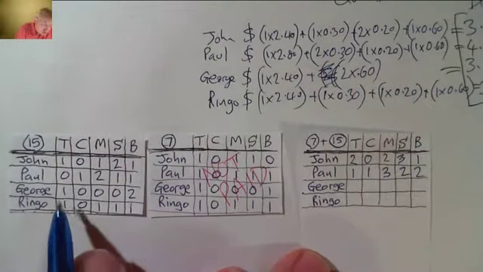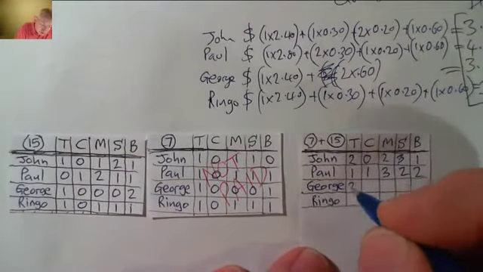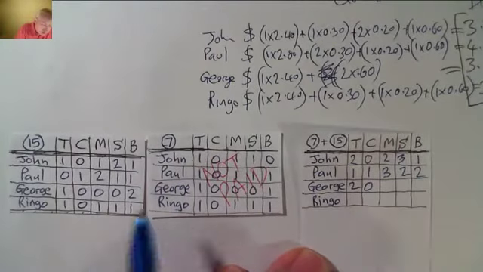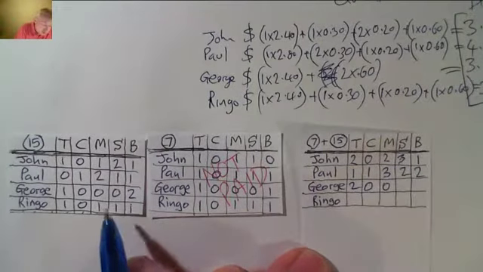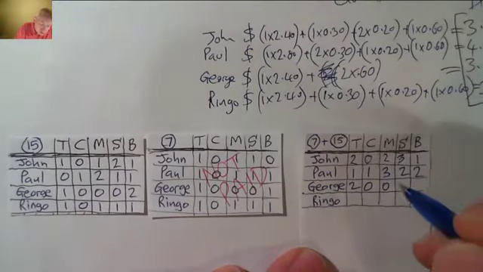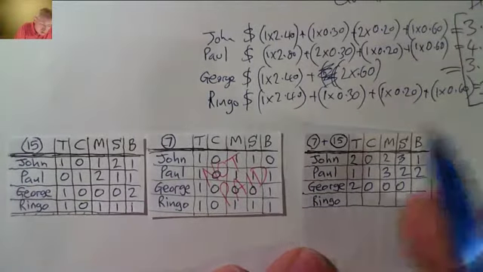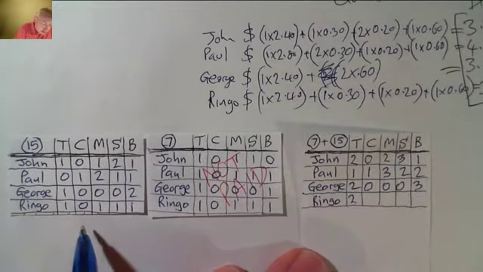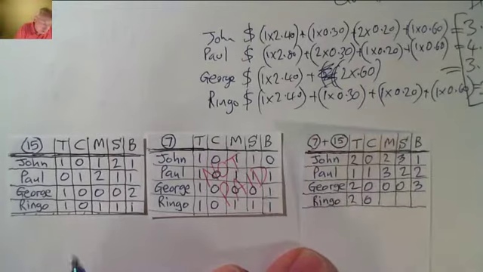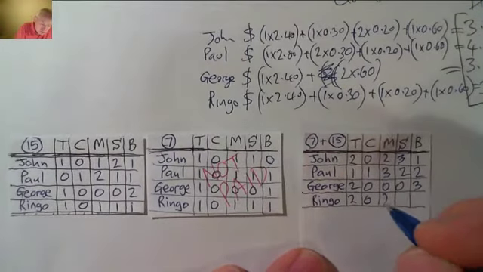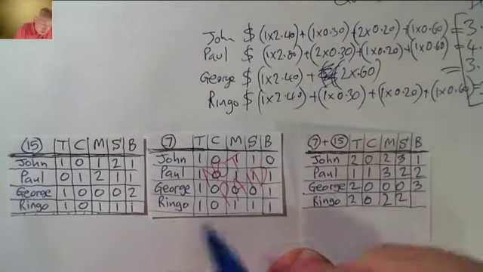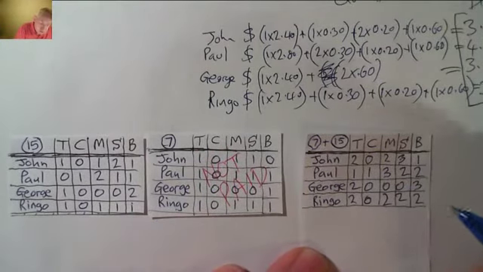Okay, up to George. He had 1 tea and 1 tea makes 2 teas. No coffee and no coffee makes no coffee. No milk makes no milk. No sugar makes no sugar. 2 biscuits and 1 biscuit makes 3 biscuits. Now for Ringo, he had a tea and a tea, that's 2 teas. No coffee, that's no coffee. 1 milk, that's 2. 1 sugar and 1 sugar is 2. And 1 biscuit and 1 biscuit, that's 2.